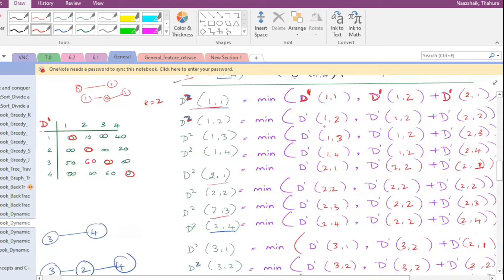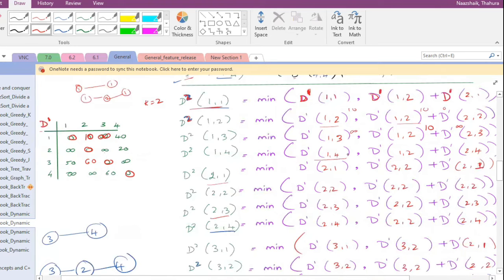1 to 2 is 10. You can go from 1 to 2, 10, and 2 to 2 is anyway 0, so it's the same value. 1 to 3 is infinity. But can you go 1 to 2? Yes, 1 to 2 is 10, and from there 2 to 3. 2 to 3 is infinity, so it's not changing.